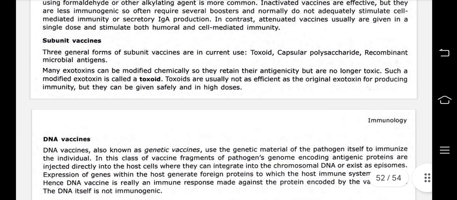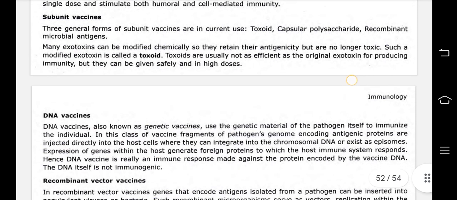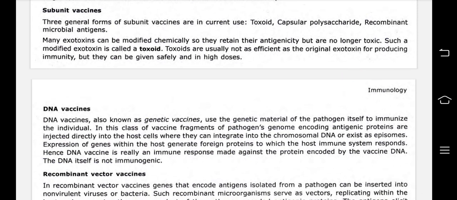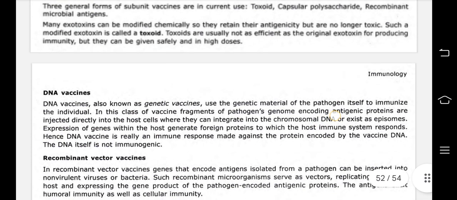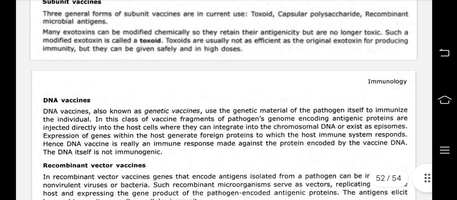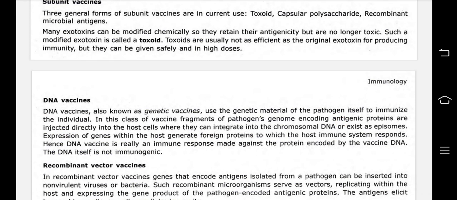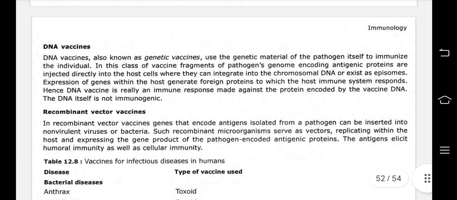Then subunit vaccines. Three general forms of subunit vaccines are in current use: toxoid, capsular polysaccharide, and recombinant microbial antigens. Many exotoxins can be modified chemically so they retain their antigenicity but are no longer toxic. Such a modified exotoxin is called a toxoid. Toxoids are usually not as efficient as the original exotoxin for producing immunity, but they can be given safely and in high doses. Then DNA vaccines.